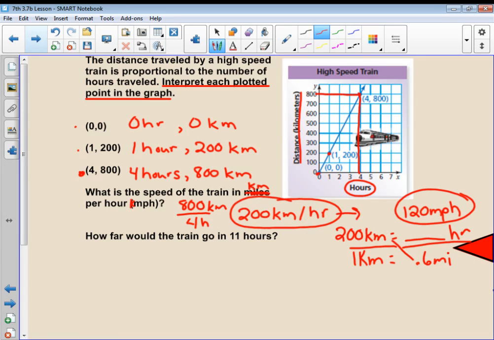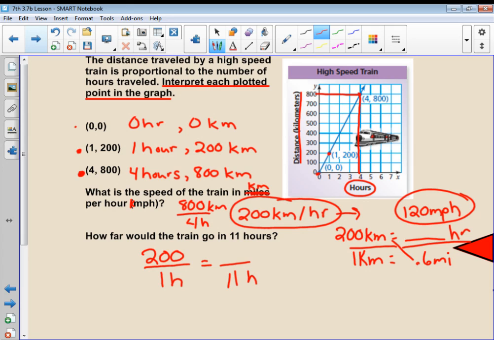So here it says, how far could the train go in 11 hours? So we're just going to go, how many kilometers could it go in 11 hours? You can really use any of your original rates if you wanted to, or you could use your reduced rate of 200 kilometers per 1 hour. So 200 kilometers you could go in 1 hour. How far could you go in 11 hours?